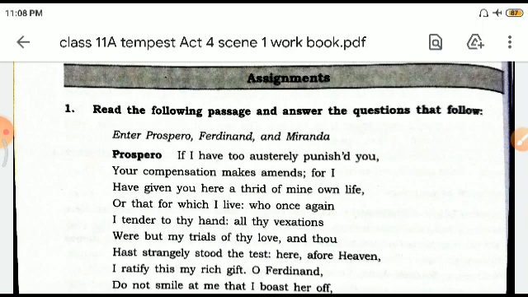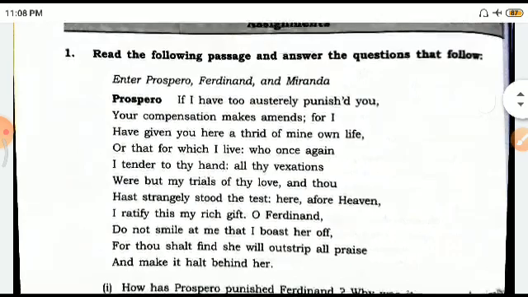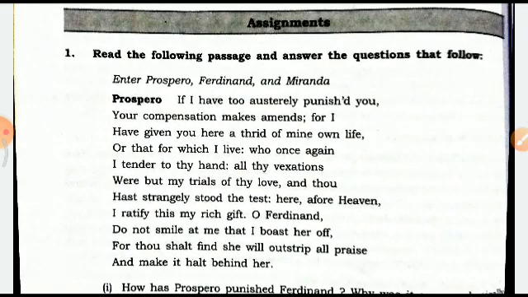Now, see, there's a speech here. Here Prospero is trying to once again test Ferdinand, or trying to make out the inner stuff which is there in Ferdinand. "If I have too austerely punished you, your compensation makes amends, for I have given you here a third of mine own life." So he's ready to give his daughter's hand to Ferdinand. That is what he's saying.